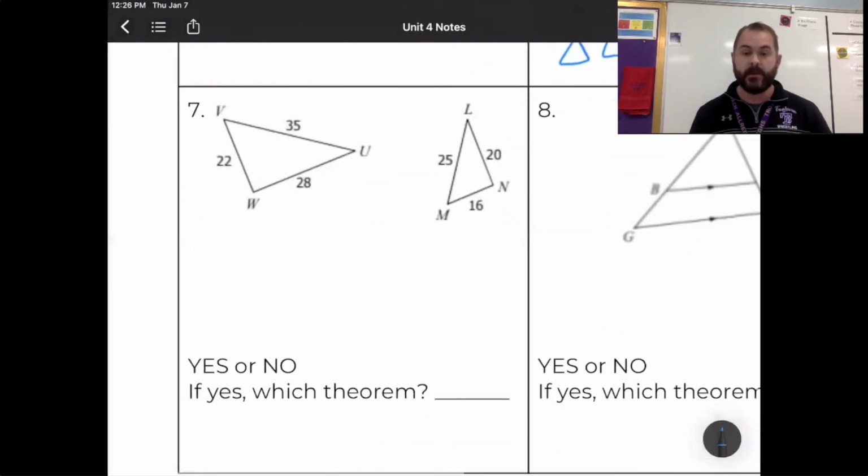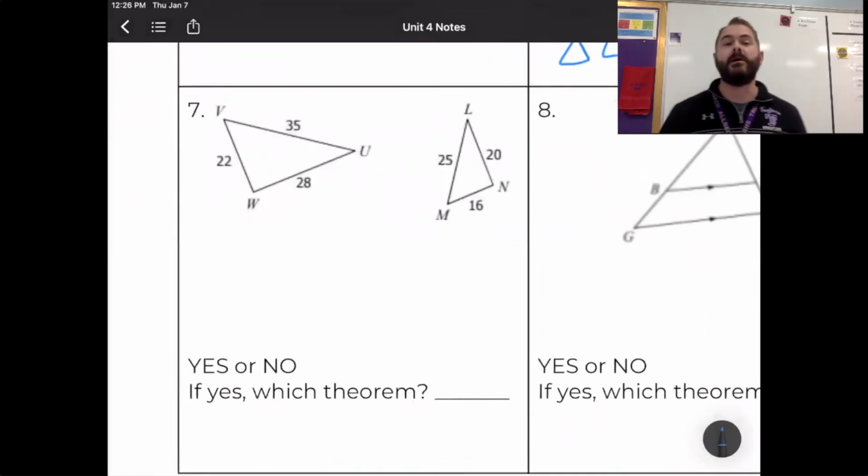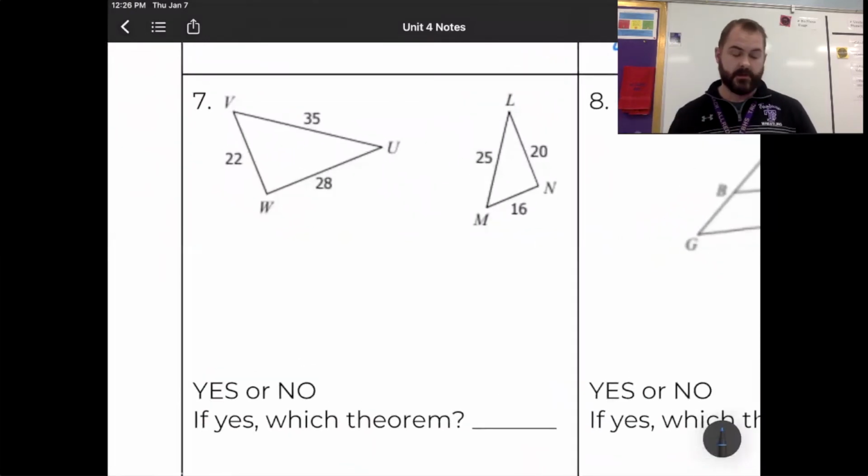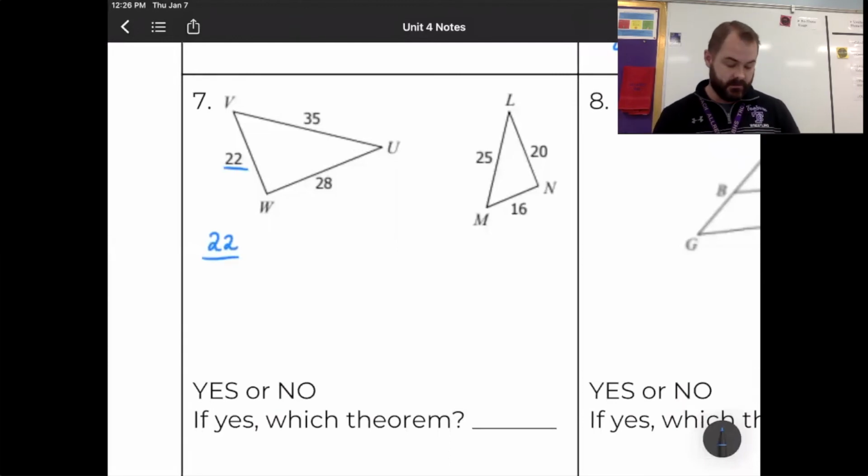Number 7. Number 7, there's no angles given. They're not overlapping. They don't share an angle. There's no marked congruent angles. There's no vertical angles. So probably we're trying to set this up to use side, side, side. In order to do that, we want to show the proportionality of all corresponding side pairs. So I'm going to start with one side from one of the triangles. Let's use the smallest side from this big triangle, 22, and compare that to the smallest side of the other triangle, which would be the 16.